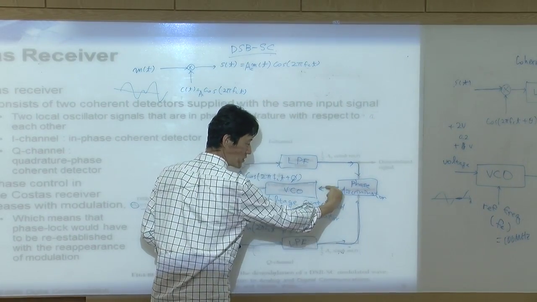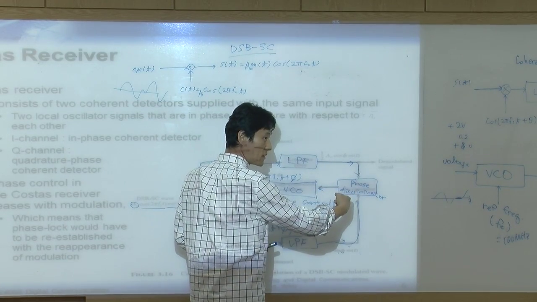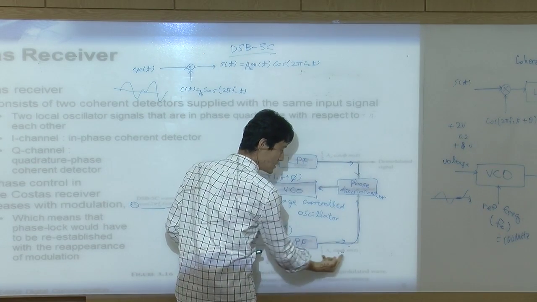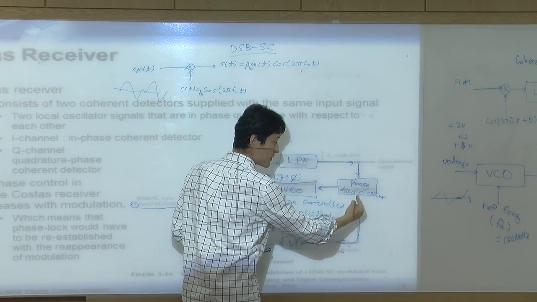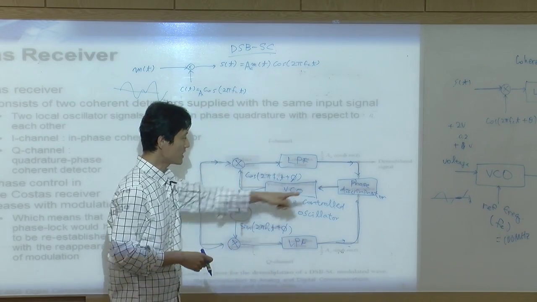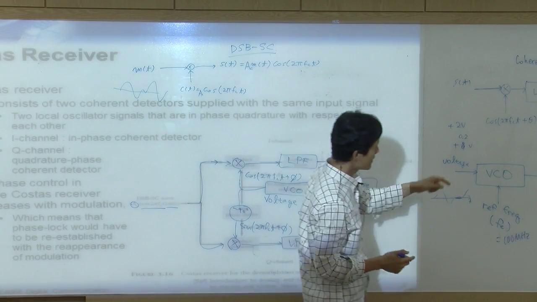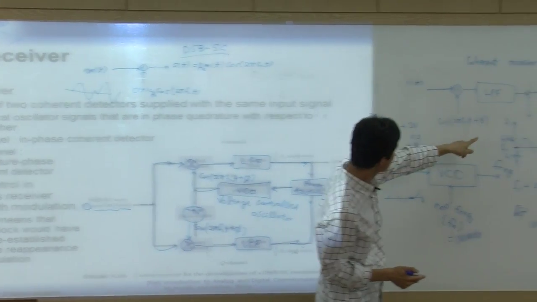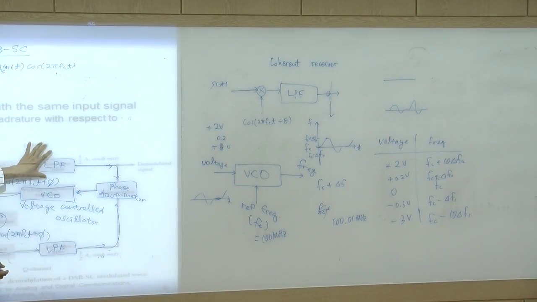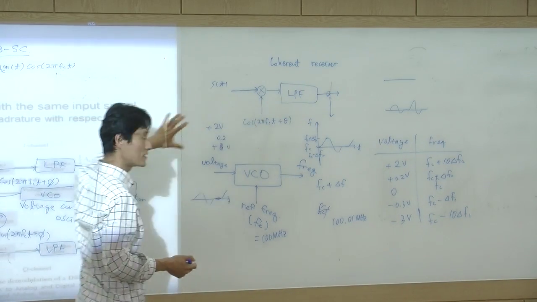So what's going to be the input to the VCO here? That is the voltage. This phase discriminator basically detects the signal from the I channel and the signal from the Q channel, right? And what's the output here? I told you already: this I channel looks the same as this Costas, this coherent receiver. Basically the same, right? This one and this one are the same.